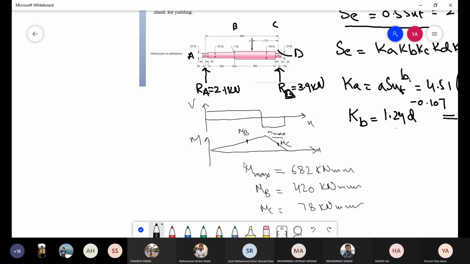Okay. So now looking at this, if you compare these two, the moment is the maximum at this point, but this point has a large diameter. The diameter is 50 millimeter at this point, compared to point B, where the diameter is only 35. Okay? And also no stress concentration factor. This point does not have any stress concentration. There is no step change. Okay? So what do you think is the critical point now?